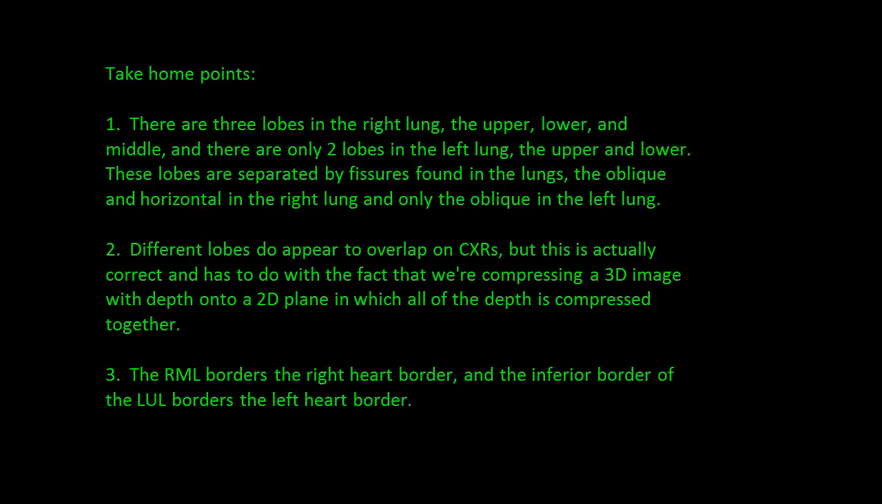Number 2, different lobes do appear to overlap on chest x-rays, but this is actually correct and has to do with the fact that we're compressing a 3D image with depth onto a 2D plane in which all the depth is compressed together. And lastly, the right middle lobe borders the right heart border, and the inferior border of the left upper lobe borders the left heart border. And why this is important will come up in another video.